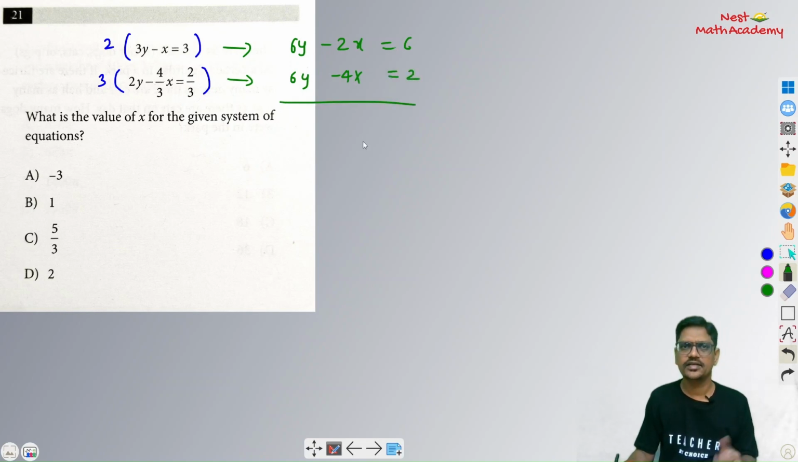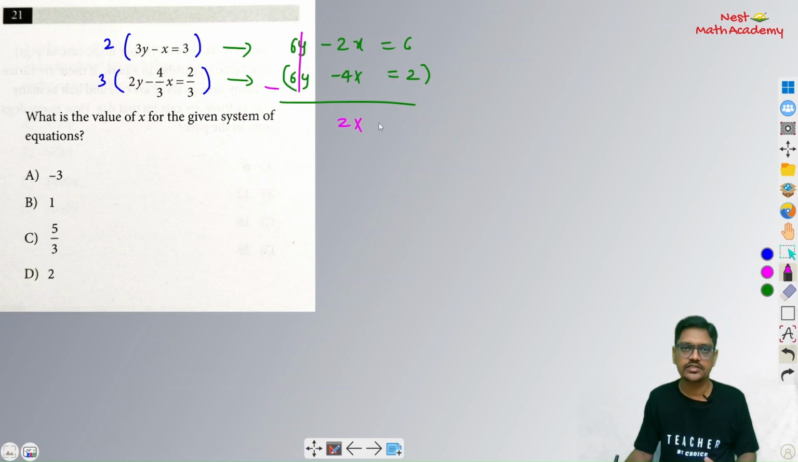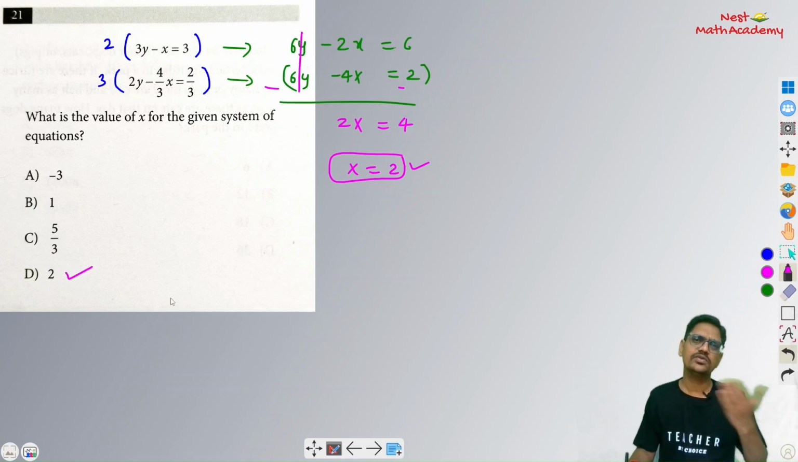Now just subtract equation 2 from 1. 6y cancels, minus 2x, minus 2 negative signs, plus 4x. So minus 2x plus 4x, effectively 2x is left out, is equal to 6 minus 2, which is 4. So 2x is equal to 4. Dividing with 2 on both sides, simply x is equal to 2. That is the answer. We can use the substitution method as well, but we have done the elimination method.